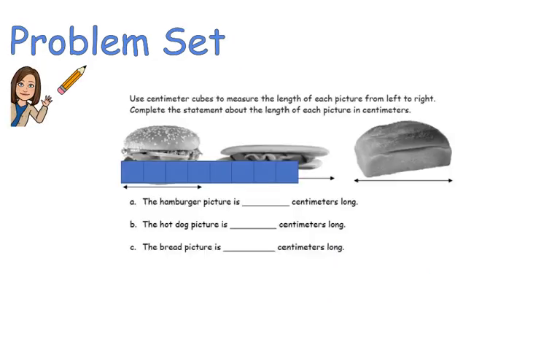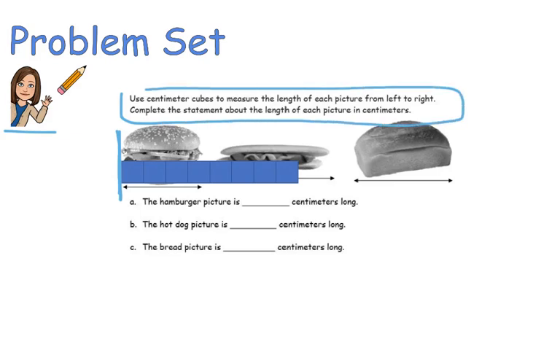All right, now you need your packet. You're going to do these problems with me. So, line up your blocks with the end of the hamburger. While you're doing that, I'm going to read the directions. So the directions say, use the centimeter cubes to measure the length of each picture from left to right. Complete the statement about the length of each picture in centimeters.